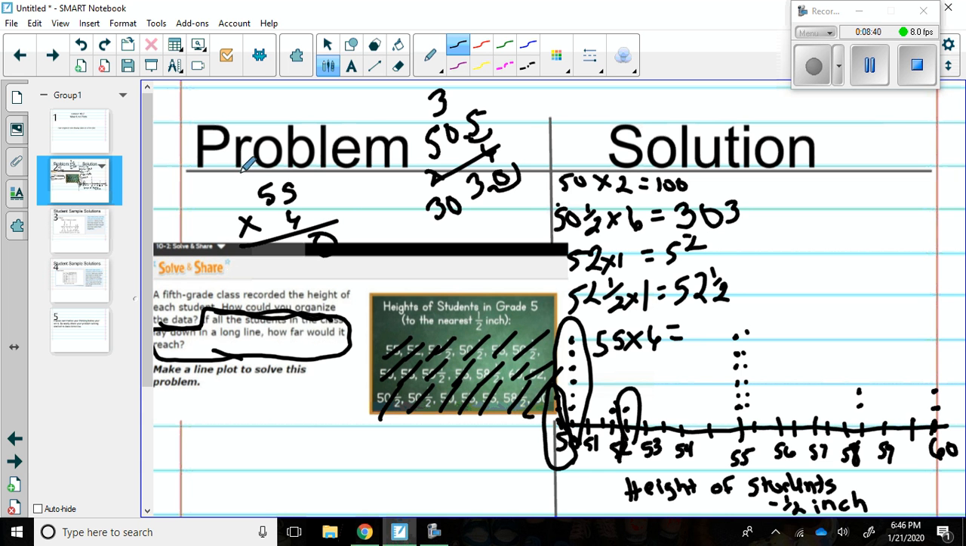equals 5 times 6 is 30. 5 times 6 is 30 plus 3, 330. I have 330. So let me circle that so I know I already did it. Then I have 58 and a half times 2.